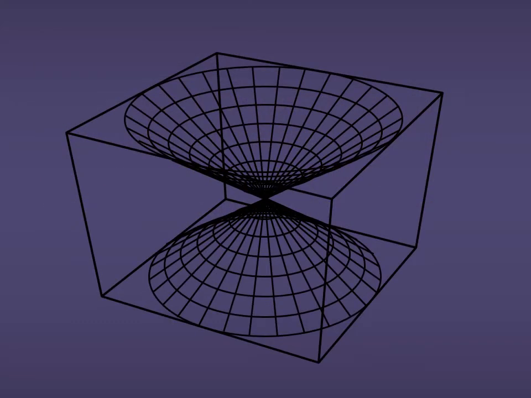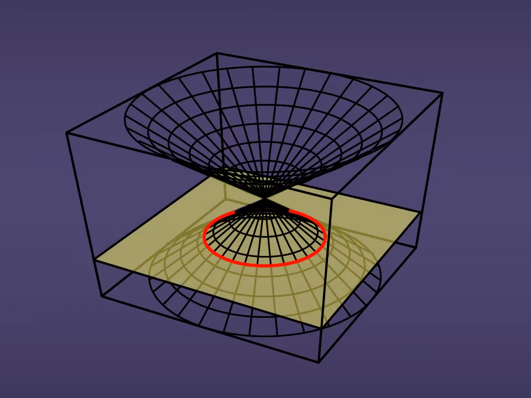So here's our conical surface. Remember, the axis goes straight through the center. So our circle has to be a plane perpendicular to that. So our circle would be something like this, the red line. That's the circle, right? That's the circle.